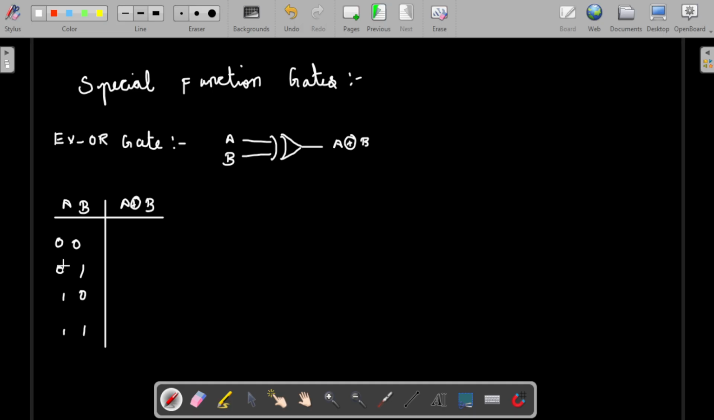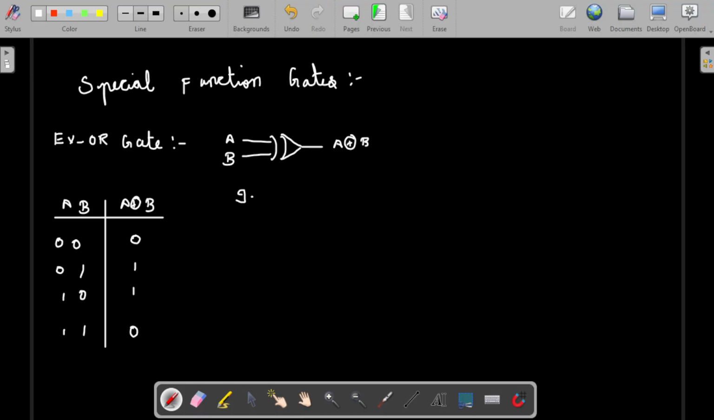If the inputs are different, then the output will be 1. This is the simple thing we can remember. If inputs are different, like 1 0 or 0 1, the output will be 1. If inputs are the same, the output will be 0. So this is for a 2-input logic gate. If we get 3 or more inputs, then how can we find the output?